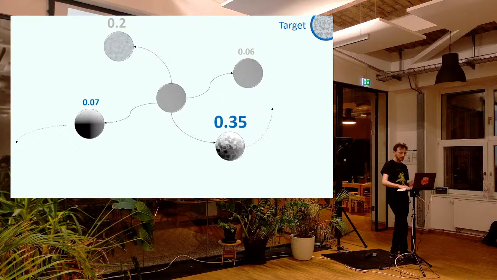I went for a third option, which I'm not going to explore in detail, but it's called Monte Carlo tree search, which is a very clever tree search method that balances exploration and exploitation.